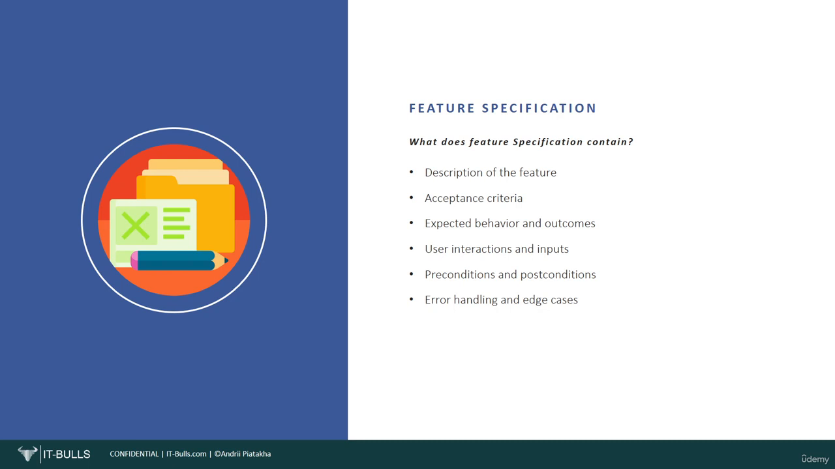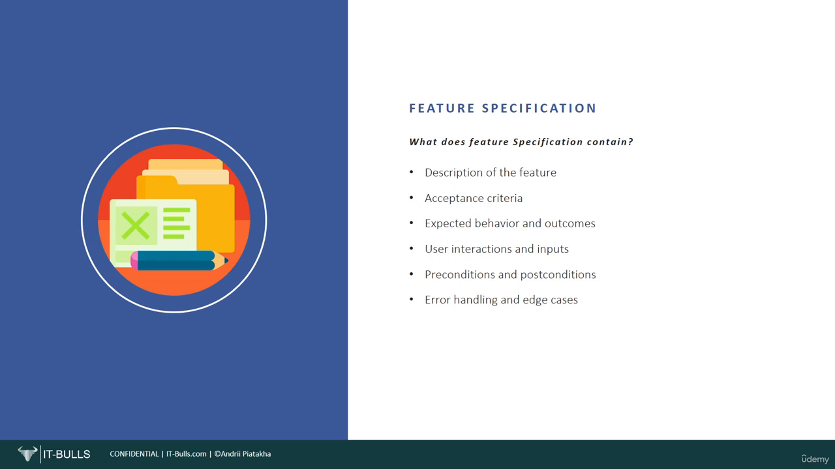In more complex applications, it can be helpful to create feature specifications to cover behavior on specific pages, components, or modules. This approach provides a detailed breakdown of the behavior for each part of the application. Regardless of the level of granularity you choose, feature specifications typically include information such as description of the feature, acceptance criteria, expected behavior and outcomes, user interactions and inputs, preconditions and postconditions, error handling, and edge cases.